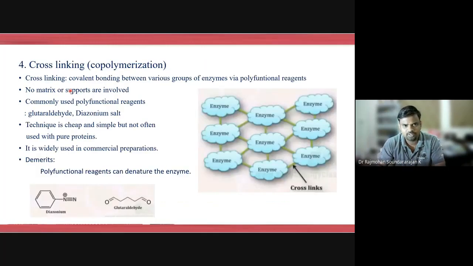So the fourth method is the cross-linking of these enzymes using some polymers, taking a monomer. You can see that in cross-linking or copolymerization, covalent bonding between various groups of enzymes is done via polyfunctional reagents. Examples of polyfunctional reagents more commonly used are glutaraldehyde or diazonium salt. And in this case, you can see that there is no matrix or support involved, so the cost of having a matrix or support, or activating such a support, is not required.